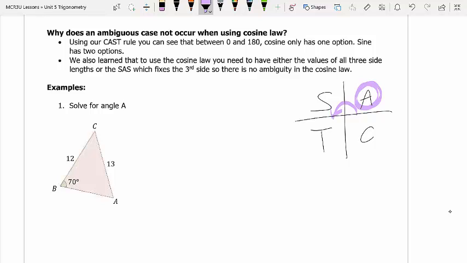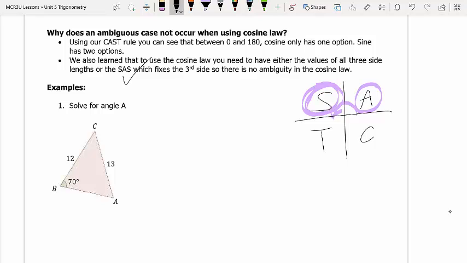The reason why there's this ambiguous case associated with the sine law is because between 0 and 180, there's two possible positive values of sine, right? It's positive in quadrant 1 and 2. So that's why sine law sometimes has two possible angles and not cosine law. Okay, also, we learned about the criteria that needs to happen in order to use cosine law.